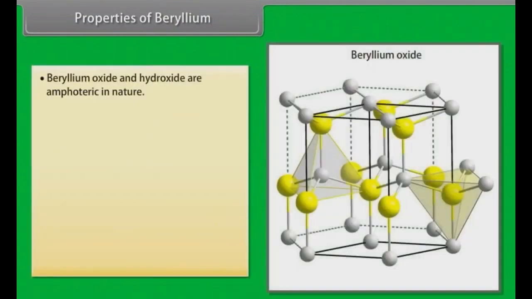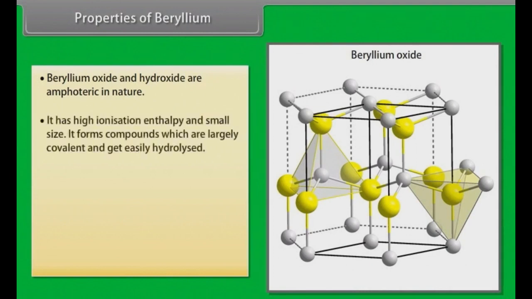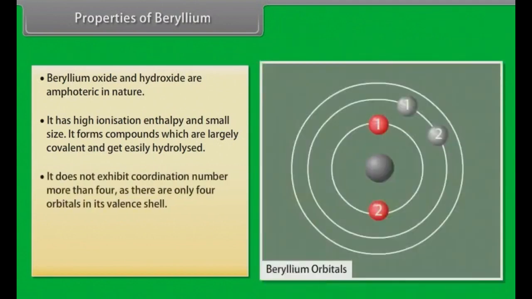Properties of beryllium. Beryllium oxide and hydroxide are amphoteric in nature. It has high ionization enthalpy and small size. It forms compounds which are largely covalent and get easily hydrolyzed. It does not exhibit coordination number more than 4, as there are only 4 orbitals in its valence shell.